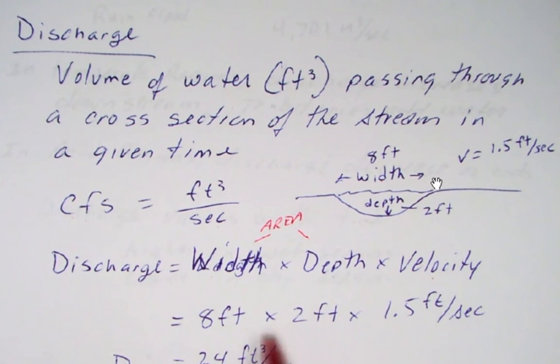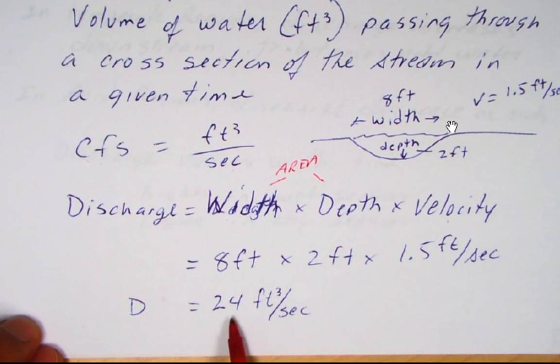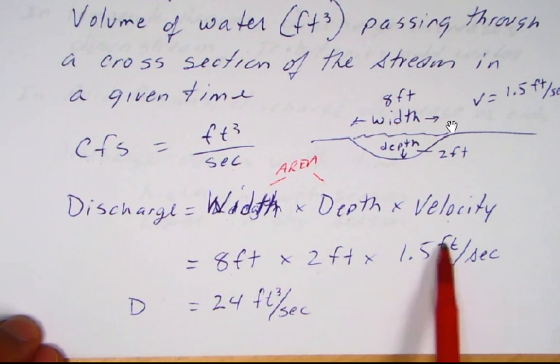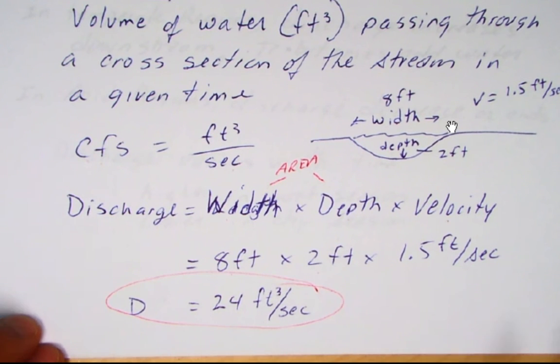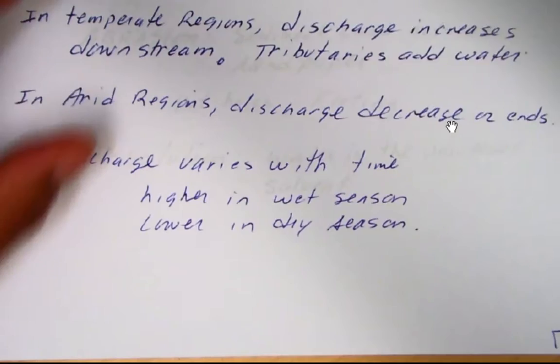And so if you do the math here, a stream with those dimensions and the water moving at that velocity would be 24 cubic feet per second, right? Because you have the width times the depth and then times feet per second. So that gives us our cubic feet per second. So there's our volume. So discharge is how we're going to measure how much water is coming down the stream.